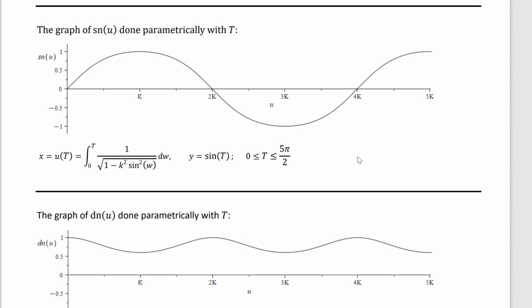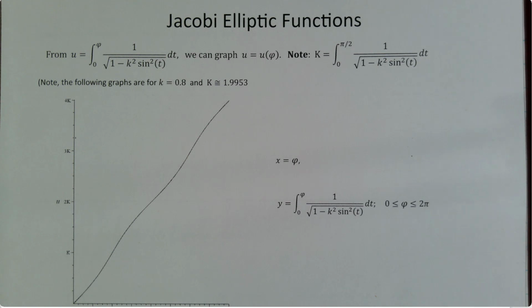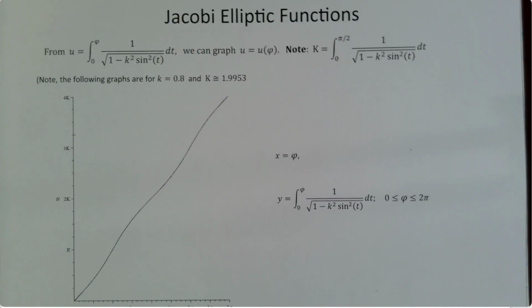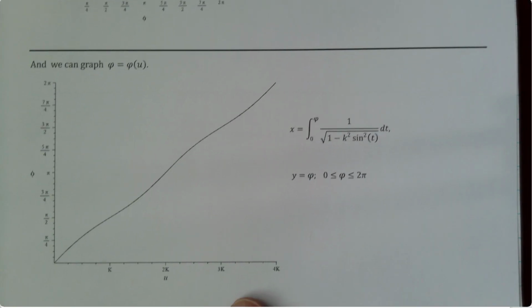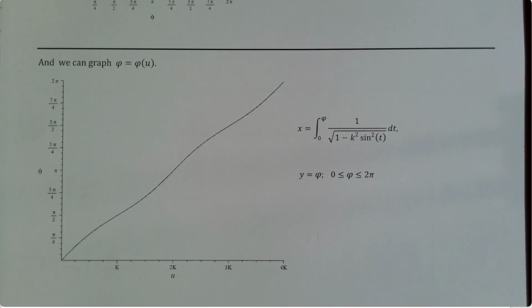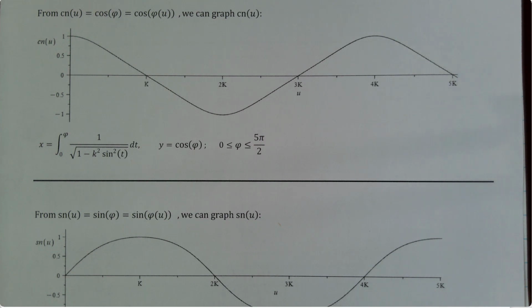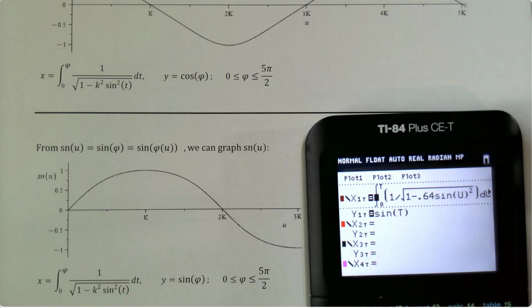So this is the same thing right here, but just instead of phi for the upper limit and sine of phi, I have capital T. And then for the variable of integration, it could be anything that's not capital T. So of course I can graph U in terms of phi on the graphing calculator, but I won't do that. And I can graph phi in terms of U. In other words, I can graph the Jacobi amplitude, but I won't do that either. And of course we can graph Kunyu and Sunyu is the one I'll graph.